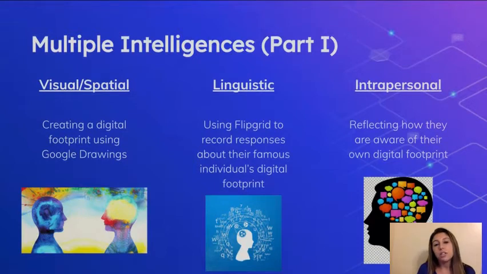And then in regards to interpersonal, these students are going to reflect on how aware they are of their own digital footprint and ways they can improve on this moving forward.